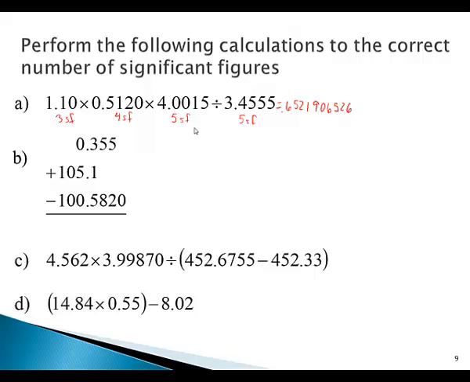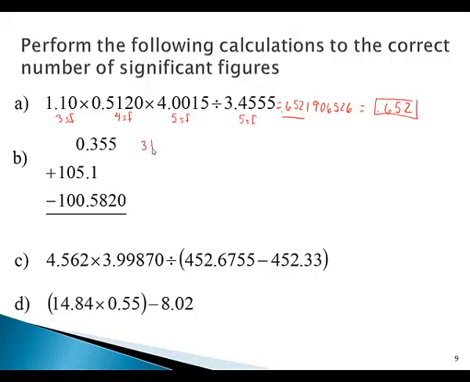0.6521906526. We only can go to the least number of significant figures, which is 3. So we would only keep those 3 values and we report our answer as 0.652. So when we multiply and divide, we go to the least number of significant figures in one of our measurements. When we add and subtract, here we go to decimal places.